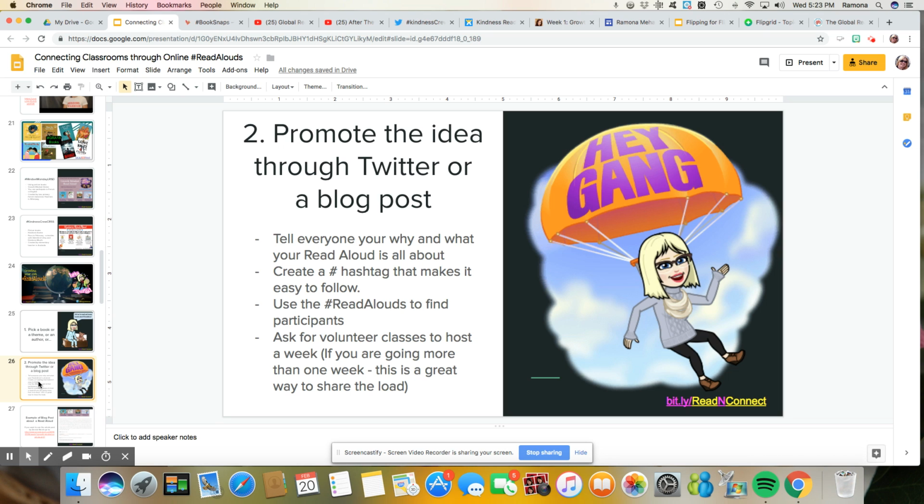You should also use the hashtag read alouds because people will go to that hashtag to find different read alouds that are going on and get involved in. And once you do your Twitter post or your blog post, make sure you ask other classrooms to help you host a week. Because if you're going for more than 1 week, it's a good way to share the load. And I'll show you an example here.